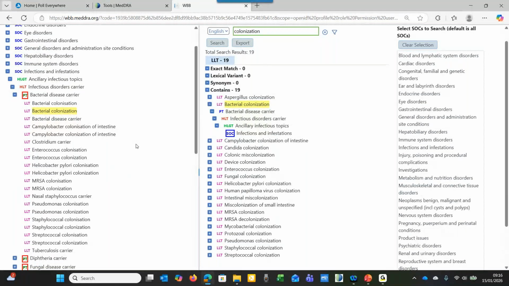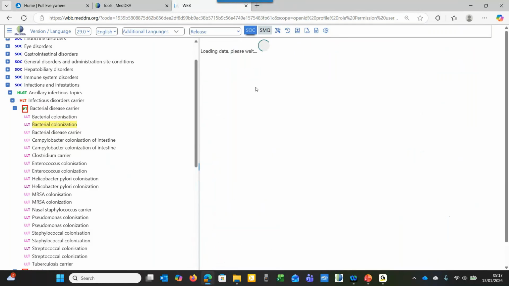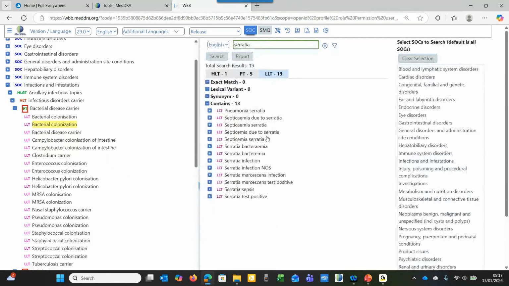Device colonization was one of the options I gave you, but our verbatim describes it could be an artificial vascular prosthesis or a stent, but we don't know this. So unless there's more information in the case, or you could query to find out. We wouldn't assume it was a device without having more information. So there's no Serratia availability there. So let's have a look at Serratia and see what terms we have. Do we have anything here?